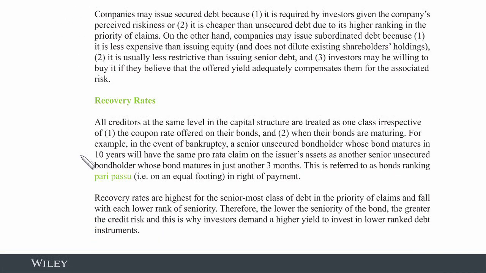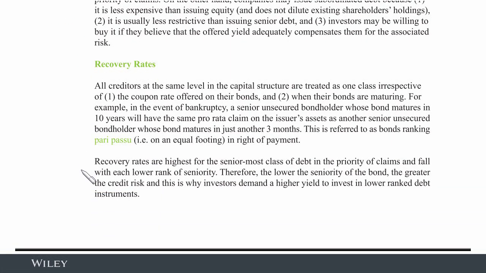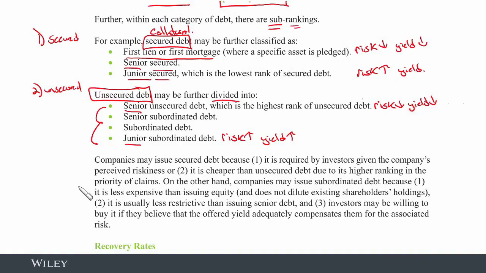Now, recovery rates. In the event of a bankruptcy, let's say we have all these different classes of creditors. So we've got secured creditors, first lien, senior, junior, unsecured, senior, senior subordinated. What if we run out of money at a particular level? For example, there's enough money to pay off the first lien, enough to pay off the senior secured, but then not enough to pay off the junior secured? Well, that means the unsecured debt is going to get zero, so they're not going to collect anything.